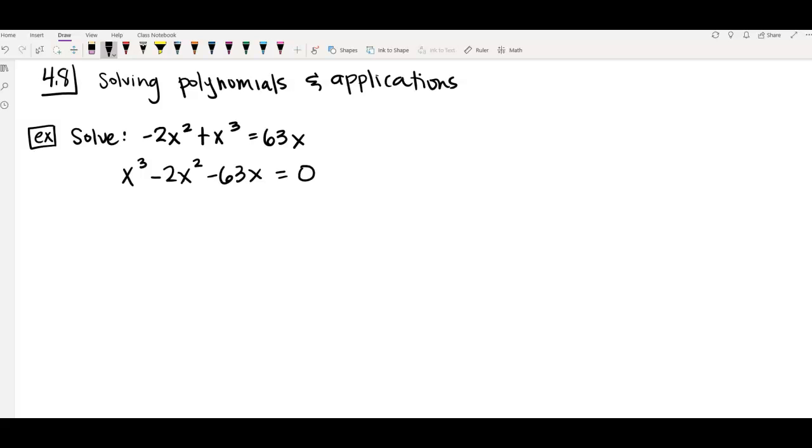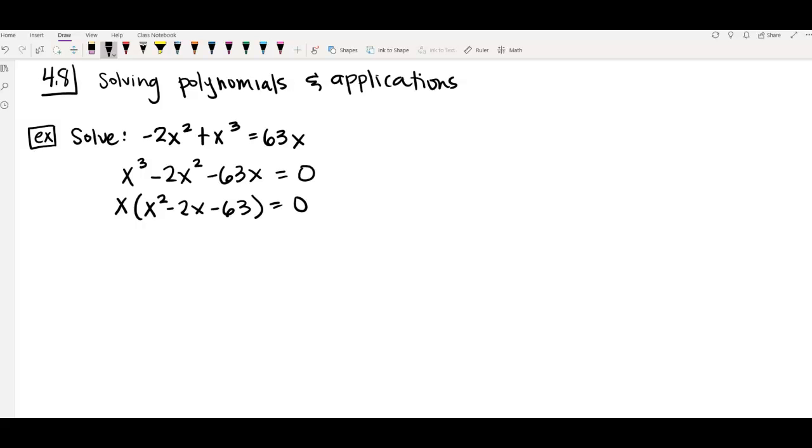And then from here, we're just going to be factoring it like we've done in pretty much most of this module. So first thing that we want to look for is the greatest common factor. And I can see that x can come out of everything. And when I divide x out, I'm left with x squared minus 2x minus 63 equals 0.